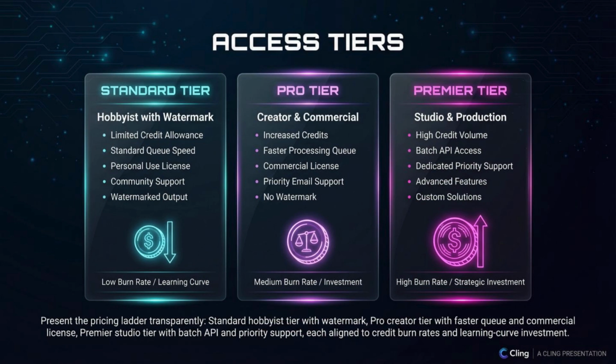So let's run through those access tiers for anyone listening. The plans are pretty straightforward. The standard tier is about $10 a month for 660 credits. That's for the hobbyists, the curious. But most serious content creators will probably need the pro tier. That jumps to about $35 for 3,000 credits. And for production houses? They have a premier tier, which is around $92 a month for 8,000 credits. That's for high volume work.